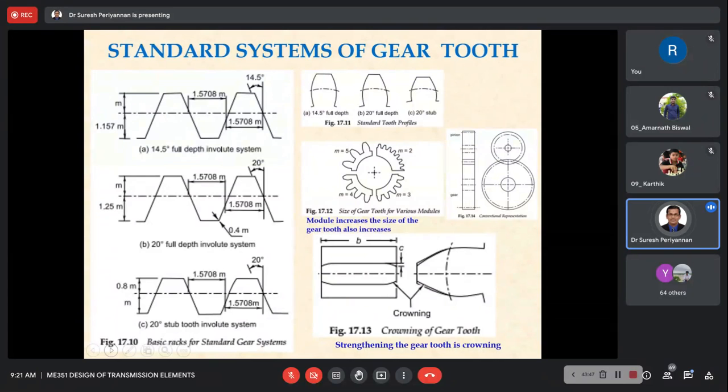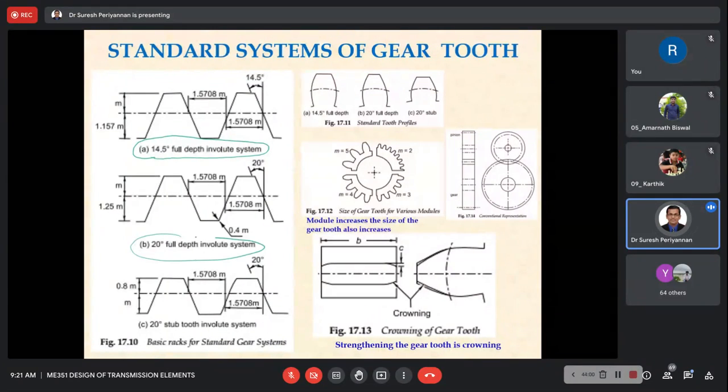There are three standard systems of gear teeth. One is the 14.5-degree full depth involute system. Another is the 20-degree full depth involute system, and the third is the 20-degree stub tooth involute system. These are the three standard systems. Almost all of the industry follows these standard systems while preparing gears.